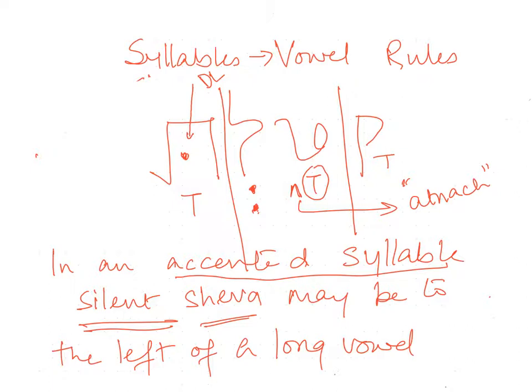That's where the atnak is. So atnak is now on the syllable that is accented. If that is accented, there's a rule. In an accented syllable, the silent sheva may be to the left of a long vowel. So here this is the long vowel. To the left of the long vowel is a sheva, and this is silent.